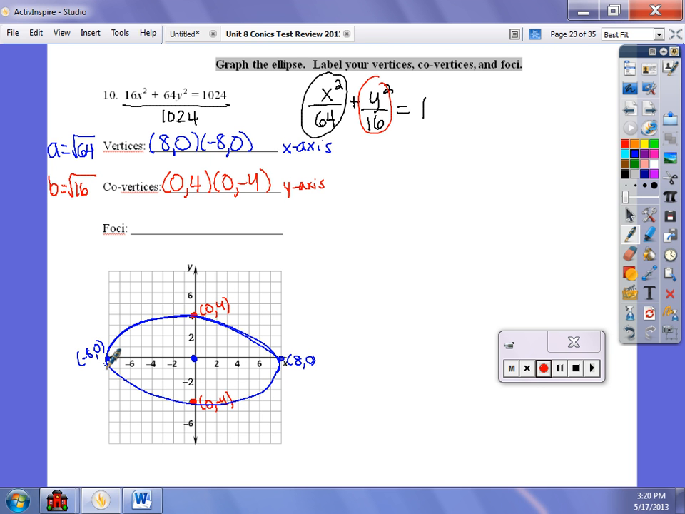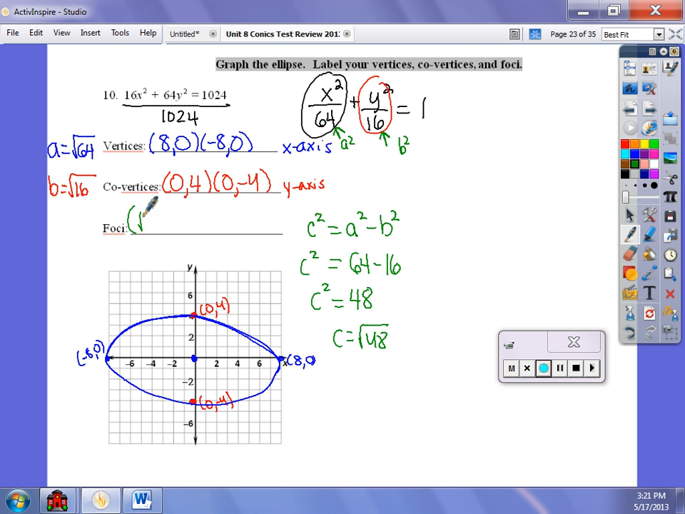Alright, last thing we gotta do now is the focus. Focus is equal to c squared equals a squared minus b squared. We know that that's a squared. This is b squared because bigger minus small. If this comes out negative, you did it wrong. Okay? If that comes out negative, you did it wrong. So that equals 48. And c equals the square root of 48.